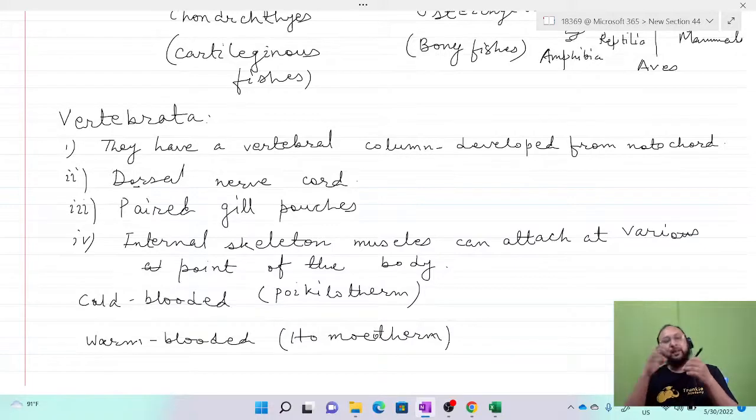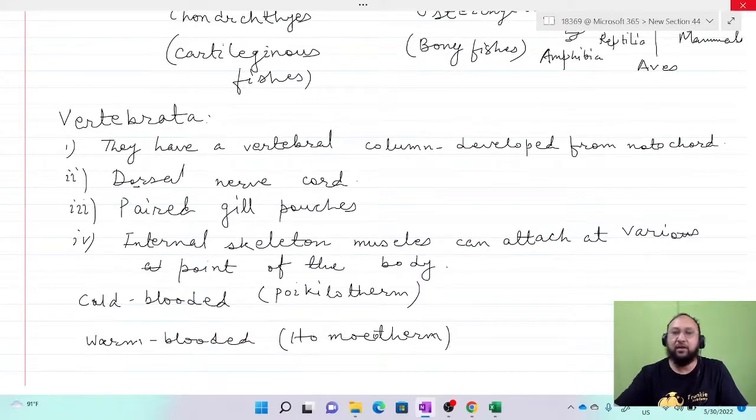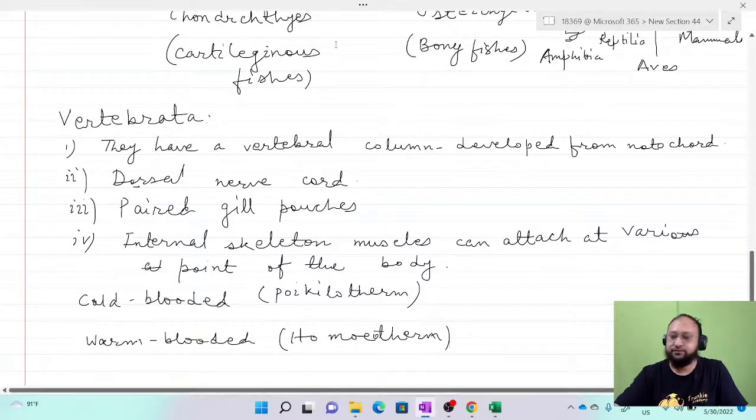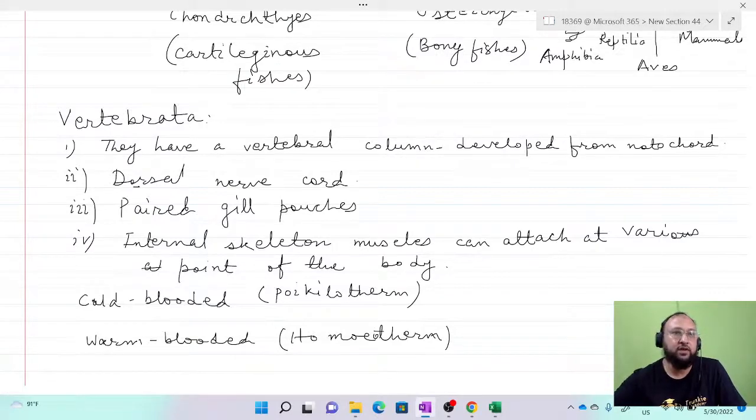Okay, so this is the important point of difference in case of the tetrapoda, or we can say in case of the vertebrates. Some groups of animals in vertebrates are cold-blooded and some are warm-blooded. Okay, so this is the point. Now another point is that the different groups. Okay, we'll see.